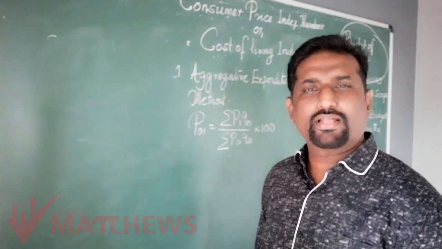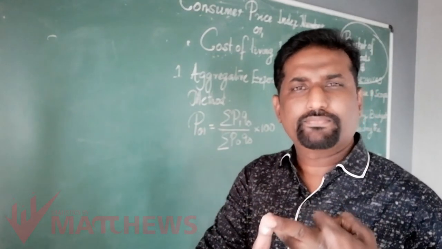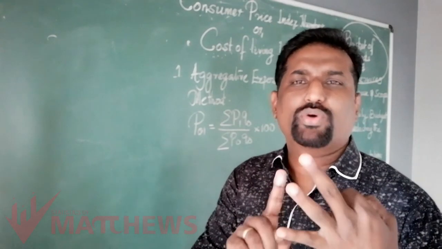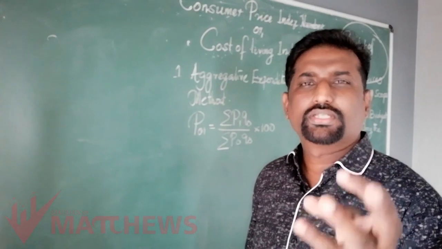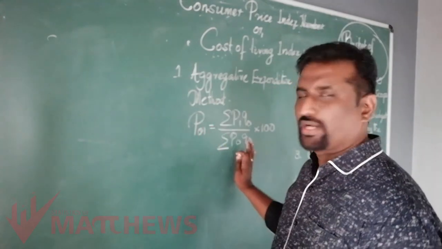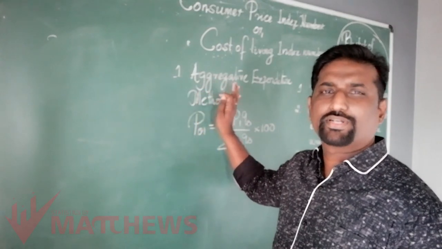For this formula to apply, we require three values: P1, P0 and Q0. These three values are required. Based on that, we can calculate the aggregative expenditure method.